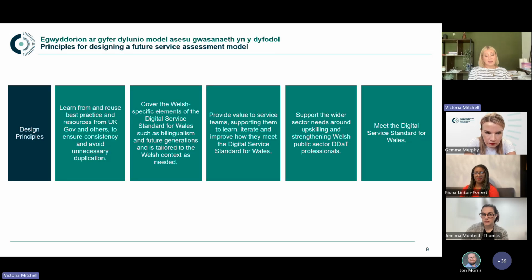Other factors that shaped our thinking for the alpha were our design principles. And I've already talked about using what has already been learned in an appropriate way. So we can learn from the UK and apply it to Wales. But it's not the right approach to just directly copy because we're working in a different context. And importantly, this service must itself be an exemplar of the service standard and meet the digital service standard.